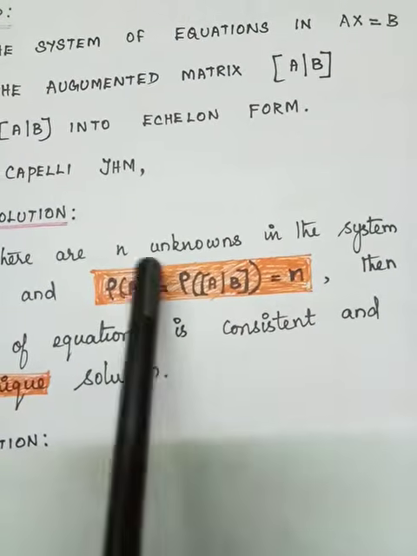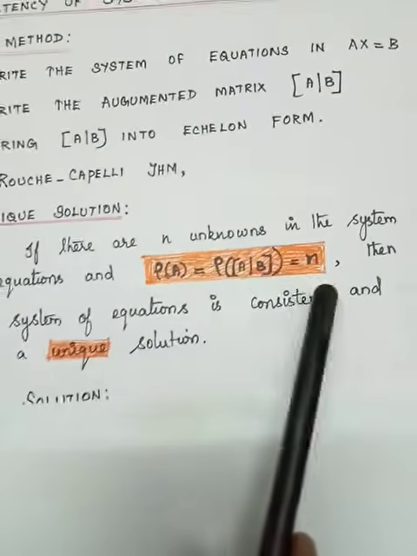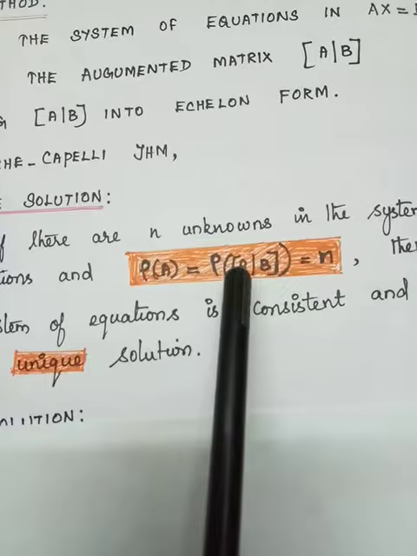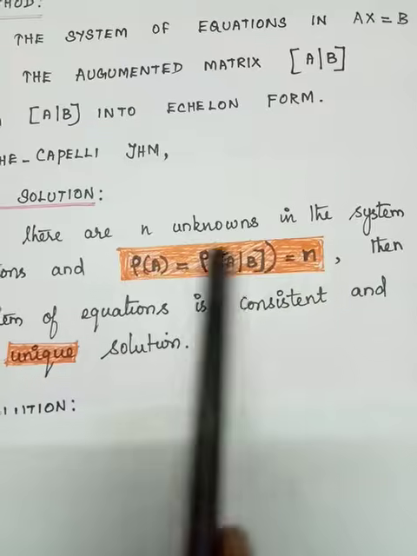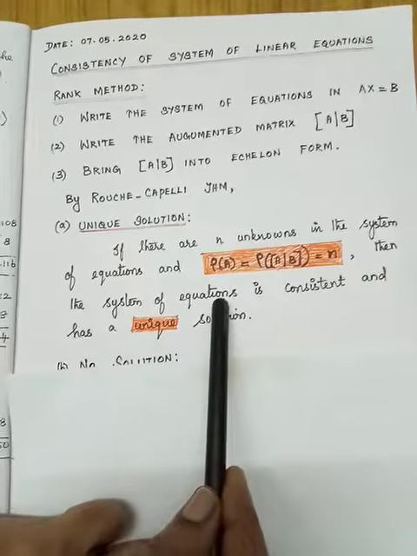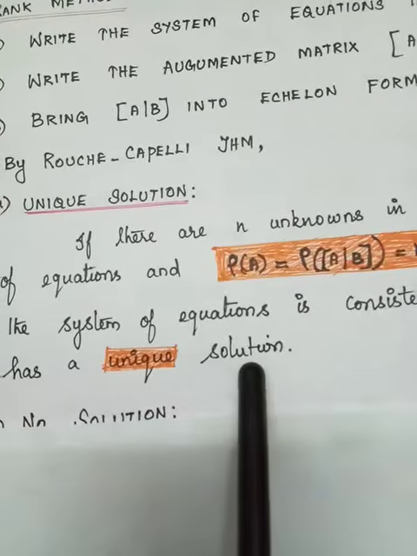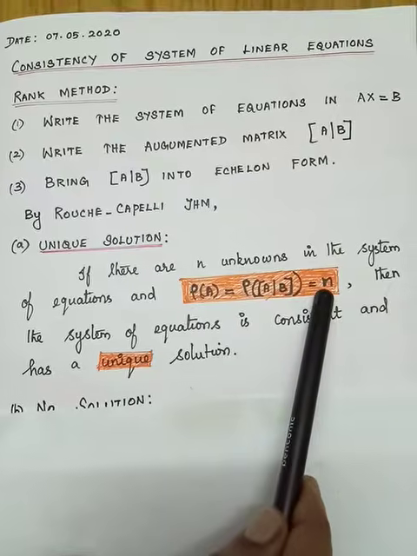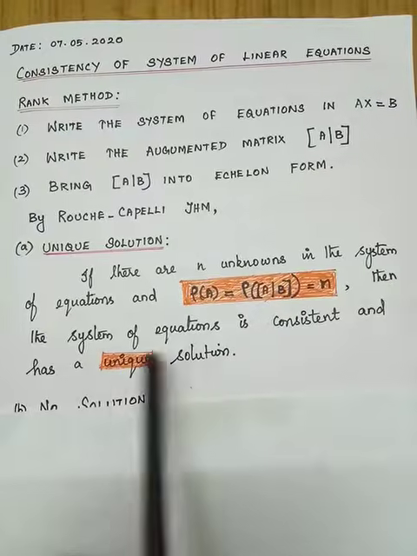So what is n? n is the number of unknowns, that is, how many variables we have to find in that equation. The condition is that the rank of A is equal to the rank of [A, B], which is equal to n, the number of unknowns. When all three are equal, we can say the system of equations is consistent and it has a unique solution.